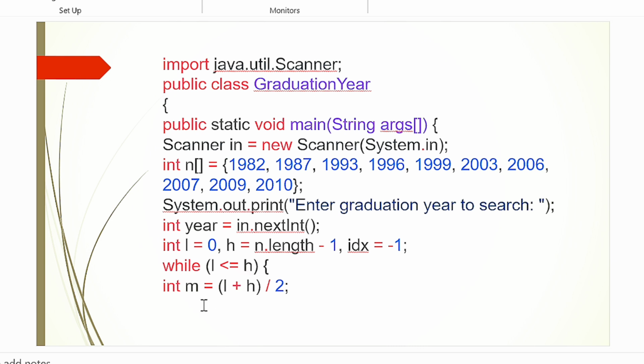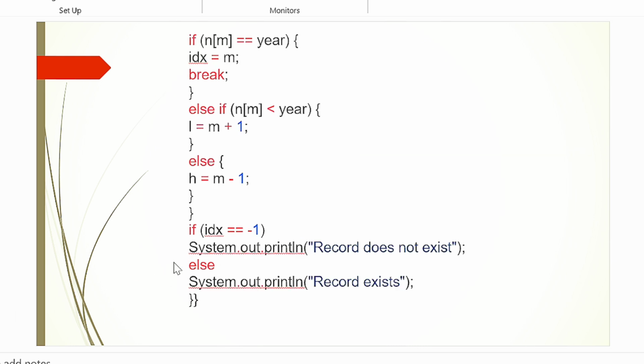If so, we find the mid position as l plus h divided by 2. Then we check whether the mid value we have calculated is equal to the year we are searching. Single equals is used for assigning a value, whereas double equals is used for checking the condition. If it is so, then the index becomes mid, and we need not continue with the coding.